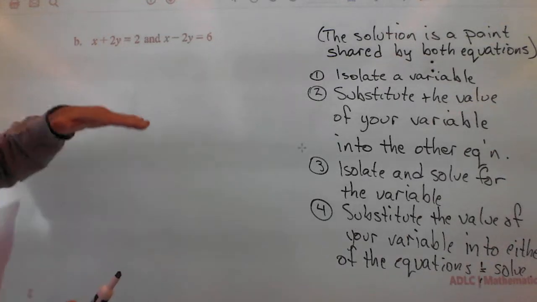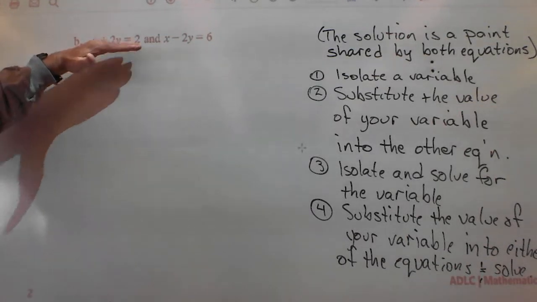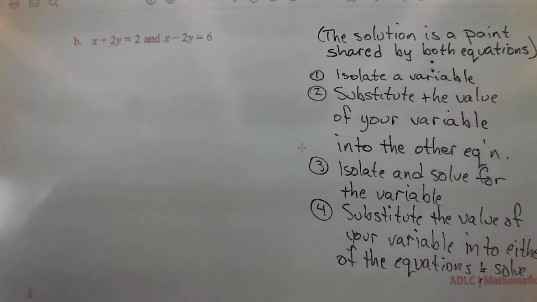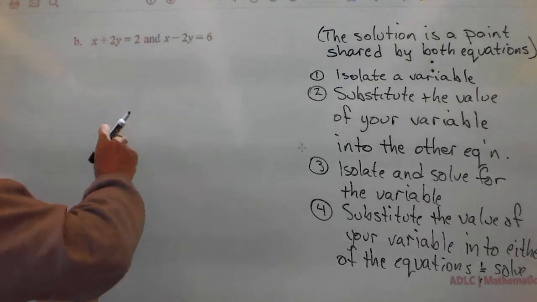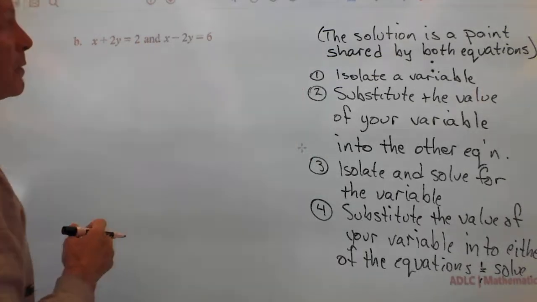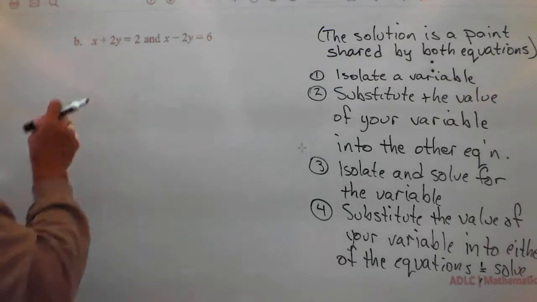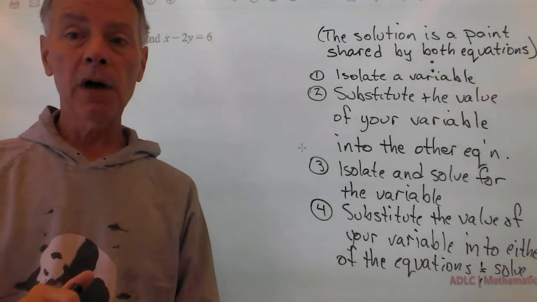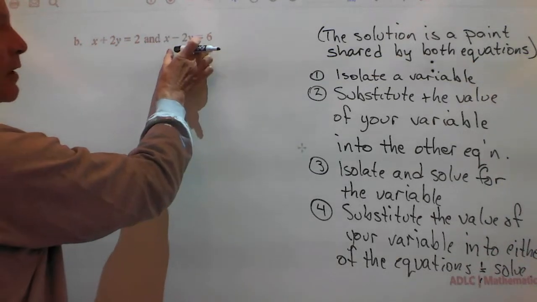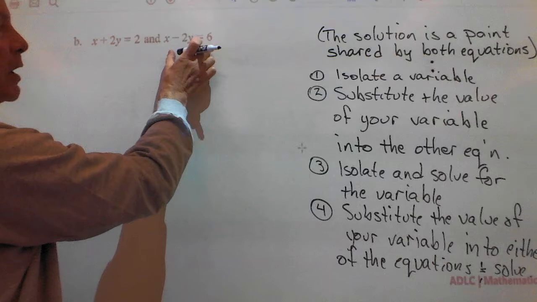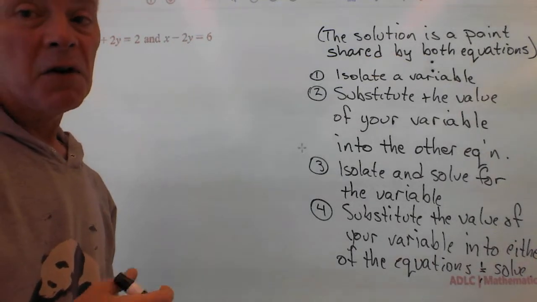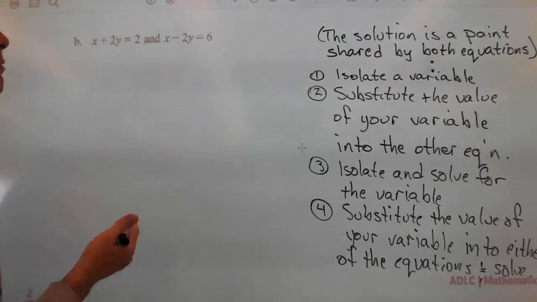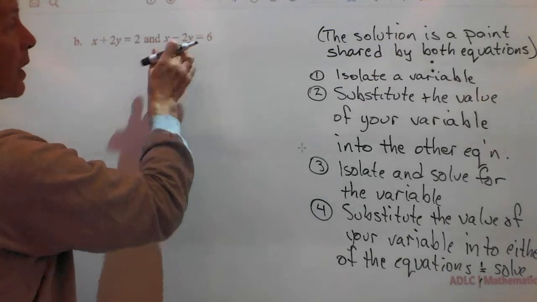So, we have x plus 2y equals 2 and x minus 2y equals 6. Now, in the case of these two, our first step is just as easy with either of the equations. Okay? Now, I'm going to isolate this one simply because that's going to leave me with no negatives. And if you can avoid dealing with negatives, may as well. So we're going to isolate x in this one.